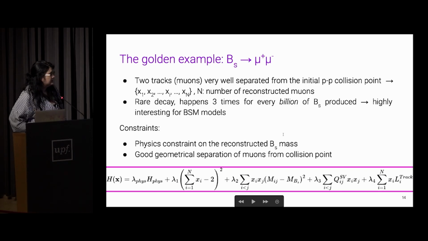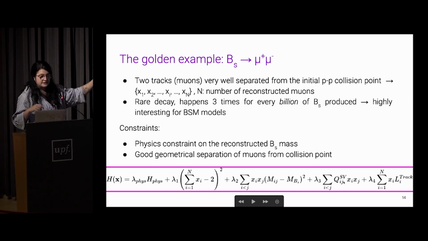So I tried building a Hamiltonian just to have a feeling of what a Hamiltonian like this would look like. I had my physics Hamiltonian. I didn't want to choose a model. You plug in a model here, can be the standard model, hopefully not. Then you build a requirement that you only have 2 muons in the final state. You want these 2 muons to point to the mass of the mother particle, in this case the B meson. And then you impose some qualities on the track. You want the track to be very displaced from the collision point, and so on.